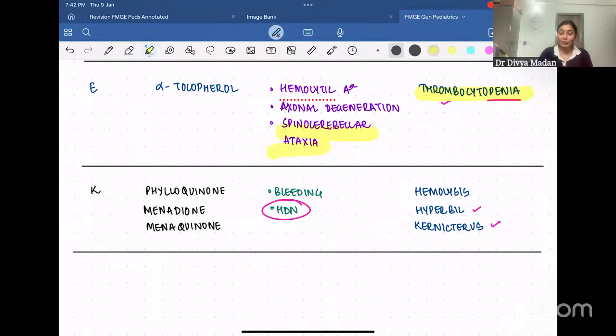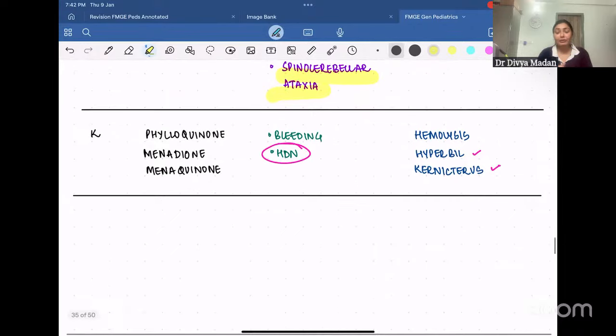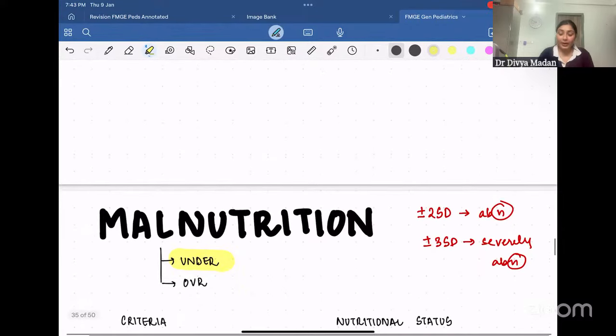Lastly, we have vitamin K. In vitamin K, the active forms we have K1, K2, K3: phylloquinone, menadione, and menaquinone. And we all know the deficiency of vitamin K will lead to bleeding, hemorrhagic disease of newborn, and the excess leads to hemolysis. Hemolysis will lead to release of bilirubin, hyperbilirubinemia, and so on, right?